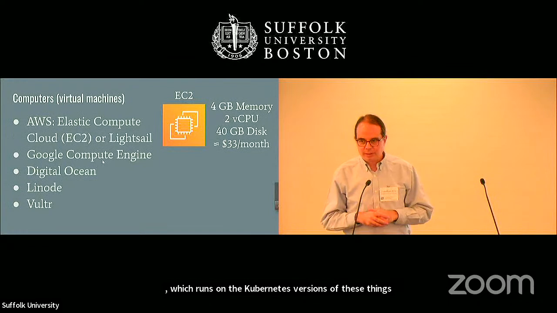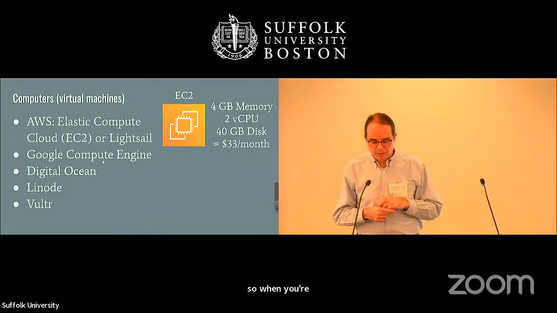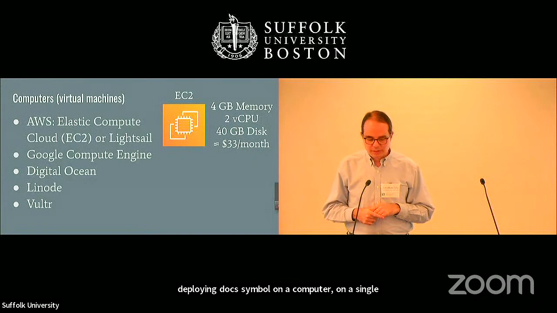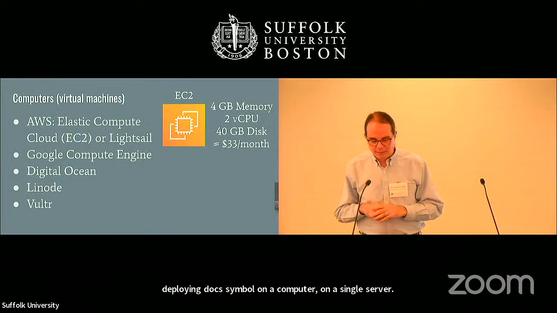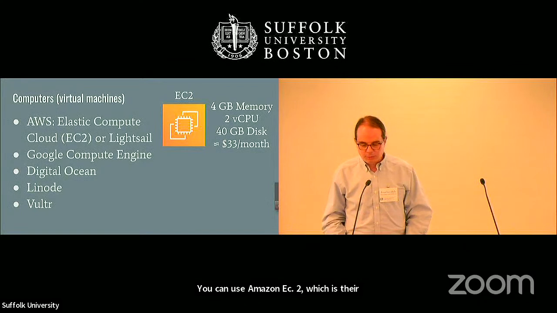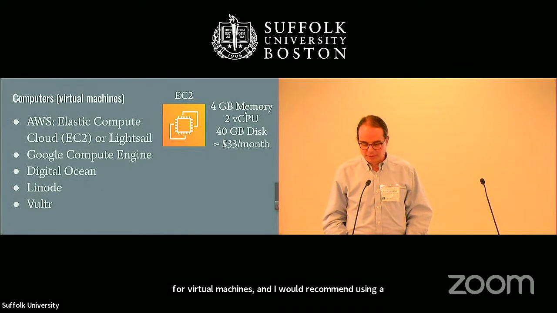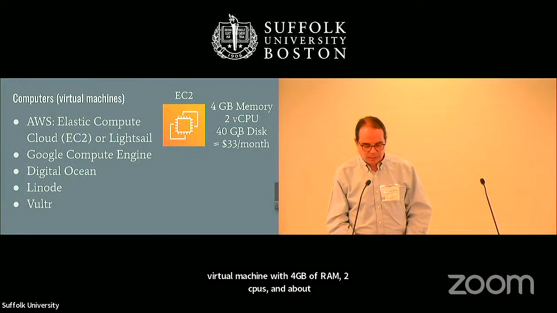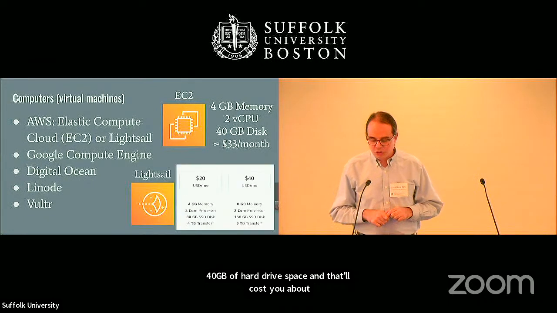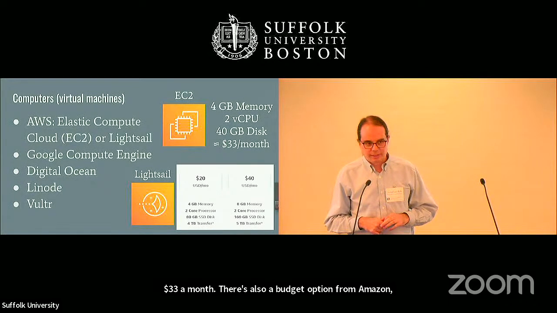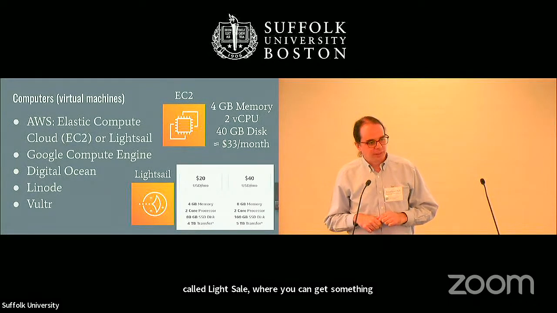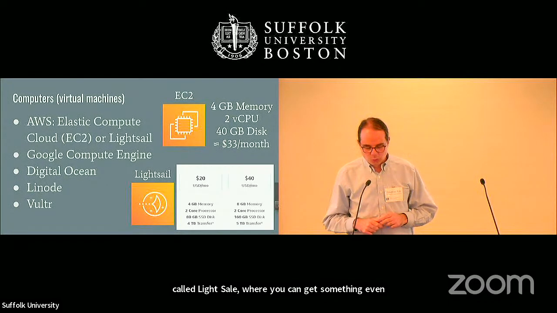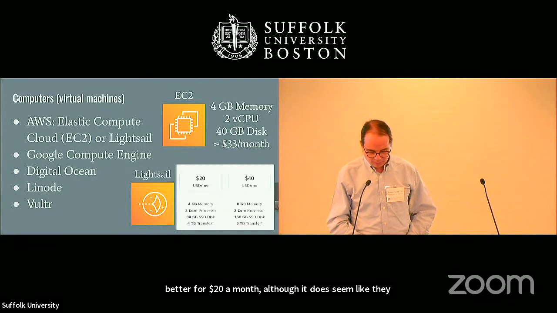So when you're deploying Docassemble on a single server, you can use Amazon EC2, which is their main offering for virtual machines. And I would recommend using a virtual machine with 4 gigabytes of RAM, 2 CPUs, and about 40 gigabytes of hard drive space. And that'll cost you about $33 a month. There's also a budget option from Amazon called Lightsail, where you can get something even better for $20 a month. Although it does seem like they cut some corners on Lightsail. So you might have better luck with EC2.